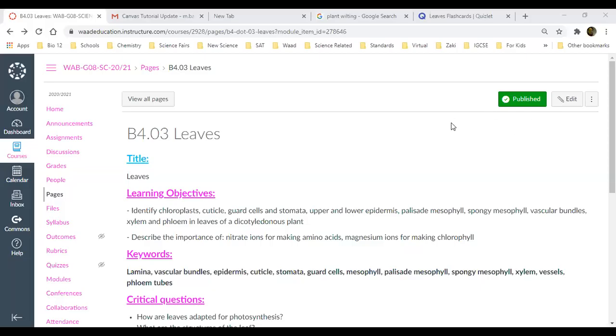Record on this computer. Yes, so today's topic is about the leaves, and I just want to have a little bit of brief introduction to the learning objectives of today's topic.